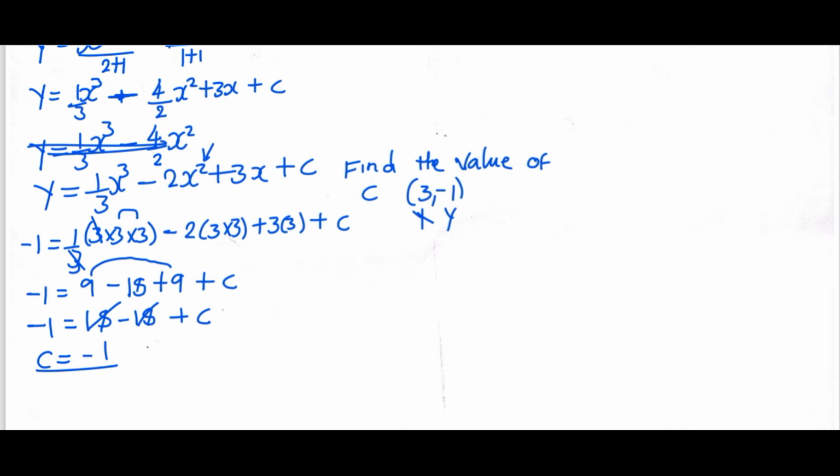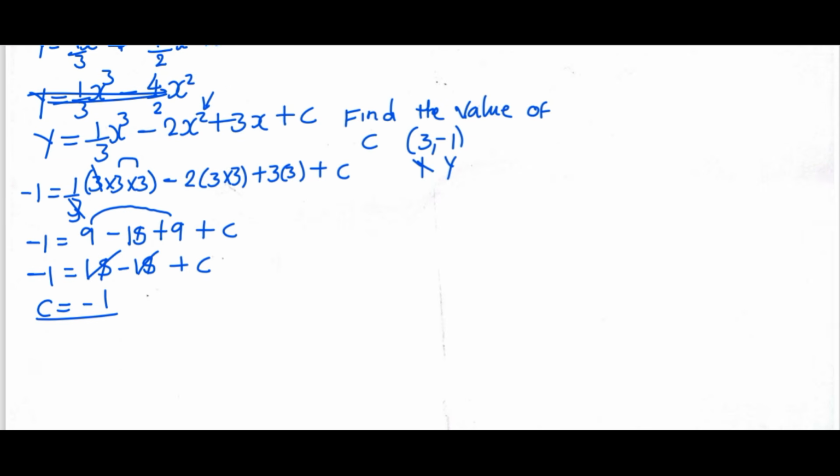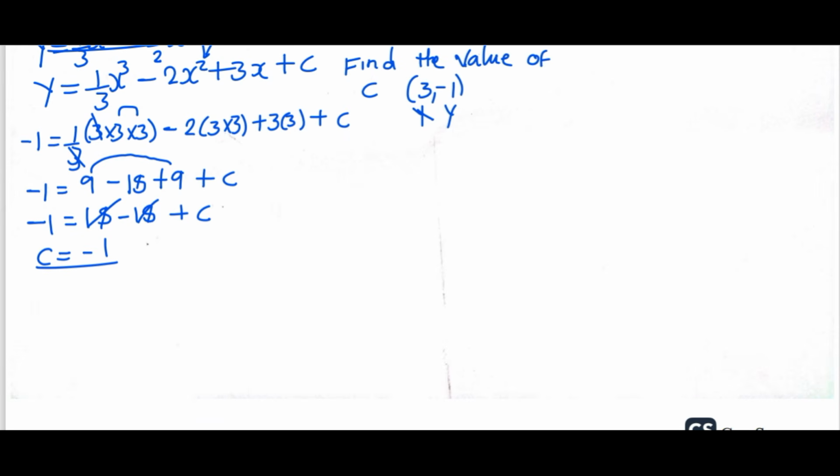So after we are done finding the value of c, we can now write our equation, the one that we've integrated. So y is equal to 1 over 3 x raised to the power 3 minus 2x squared plus 3x plus c. Now where there is c, we put negative 1.